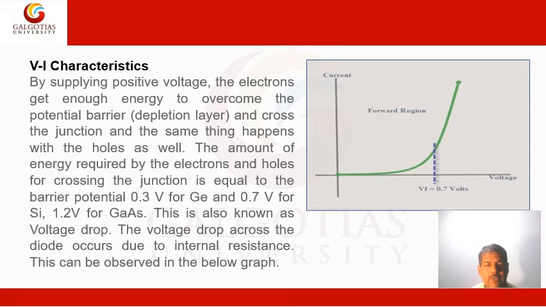This can be observed in the below graph. In the graph shown here in the figure, we can observe that Vf is equal to 0.7 volts. This Vf is the forward bias voltage, 0.7 volt, which is also named the knee voltage. So the graph is varying through here. The green line shows the forward bias characteristics of the junction diode.